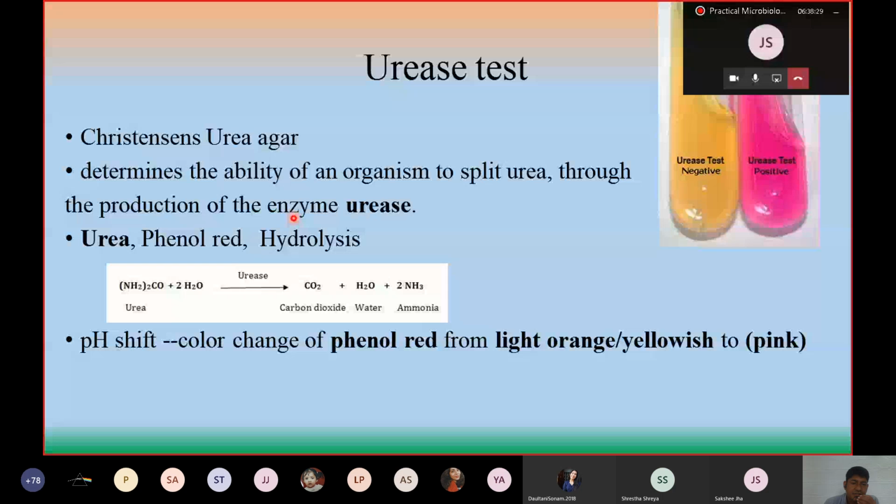So in Christensen's urea agar, what you have to remember is urea will be there, phenol red will be there, and other basic requirements for the survival of the organism will be there. If the organism is able to split the urea, it will produce carbon dioxide, water and ammonia. These two will react and form ammonium hydroxide, which is a weak base, will convert the media into basic, and that will be represented by phenol red changing color from yellowish to pink. So an organism which is urease negative will be yellowish in color, and which is urease positive will be pink in color.